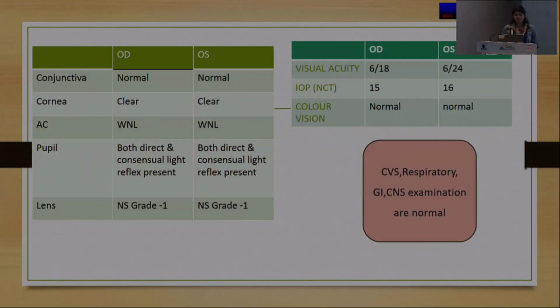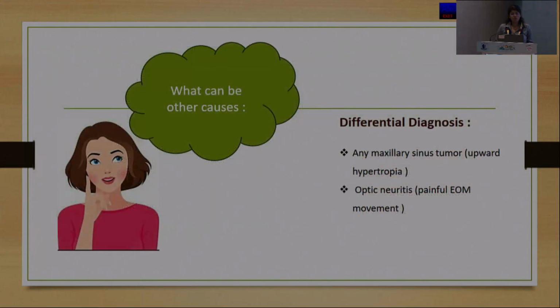On examination of anterior segment, the conjunctiva was normal in both the eyes, cornea was clear, anterior chamber was within normal limit, pupil is reacting to both direct and consensual light reflex, and on lens there is NS grade 1 present. The visual acuity of right eye was 6/18 and of left eye was 6/24, which was improving on pinhole to 6/6. Intraocular pressure was 15 and 16 of right eye and left eye respectively. Color vision was normal.